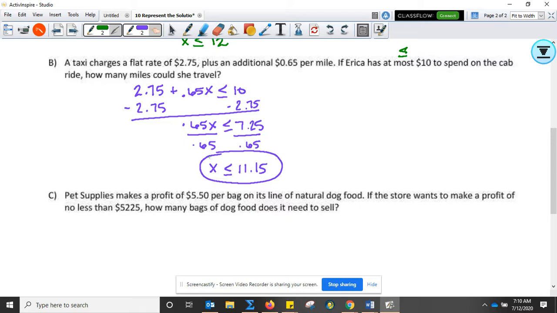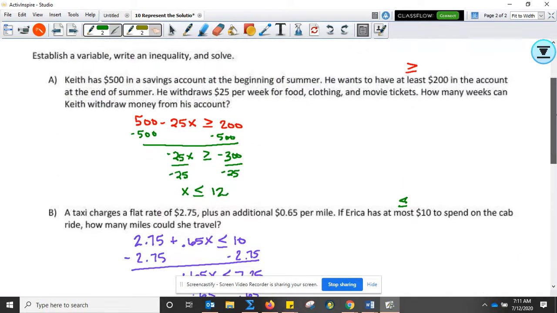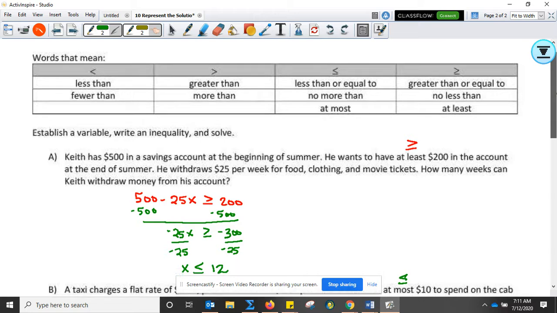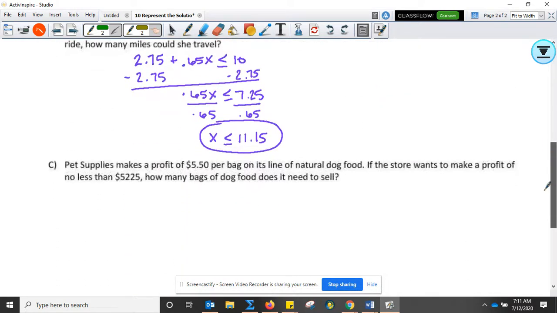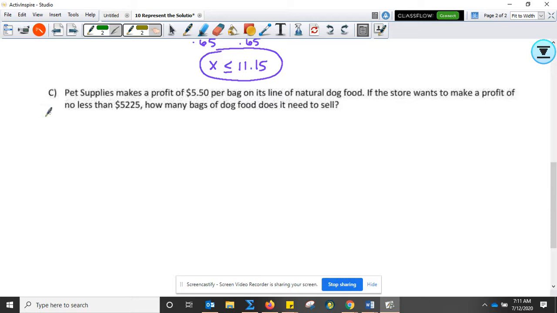Okay. So for C, we have no less than. All right. So no less than. Pet Supplies makes profit of $5.50 per bag on its line of natural dog food. If the store wants to make a profit no less than $5,225, how many bags of dog food would it need to sell? Well, no less than. What is that going to be? We'll come up here and look. No less than is greater than or equal to. Okay, it's greater than or equal to.